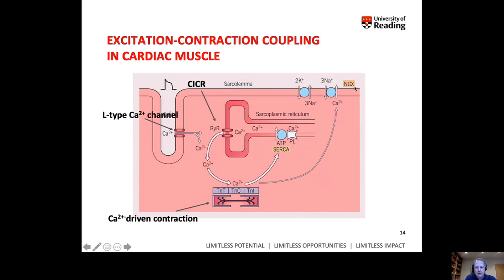Sodium calcium exchangers, NCX, exchange sodium and calcium, and we also have our sodium potassium exchanger that we use in other systems to maintain the gradient of sodium and potassium inside and outside the cell. Calcium is removed by this exchanger and pumped into the internal stores, as I said, using this SERCA pump.